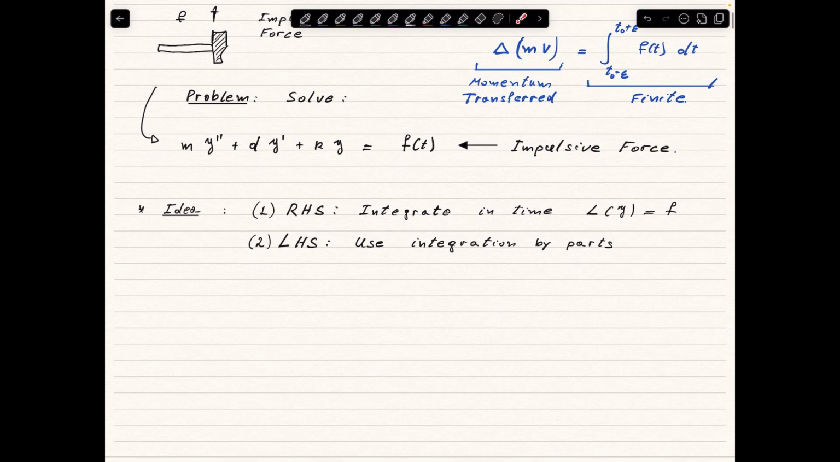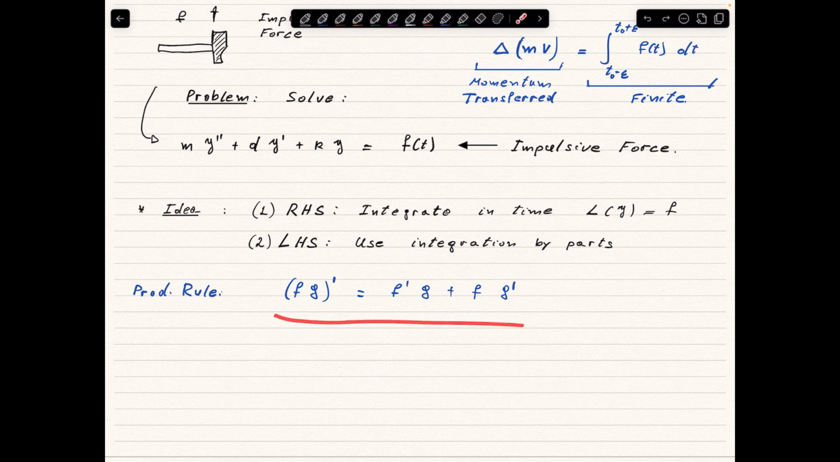Alright, so now we focus on the left hand side, and we want to use integration by parts there. So let's review the formula for integration by parts, which comes from the product rule for derivatives. The derivative of a product of two functions. Suppose you have f times g, and we compute the derivative. What do we know this is going to be equal to? It's going to be equal to f prime g plus f g prime.